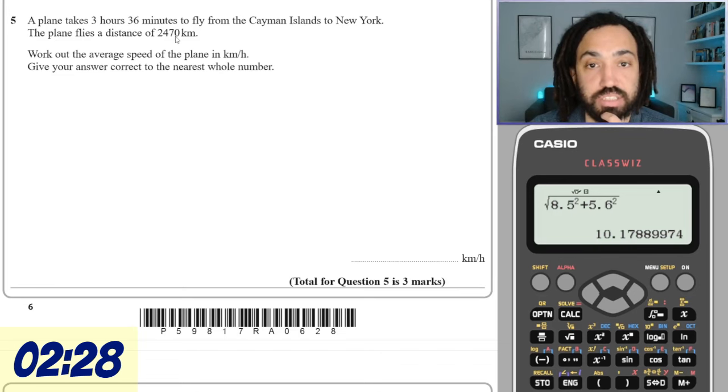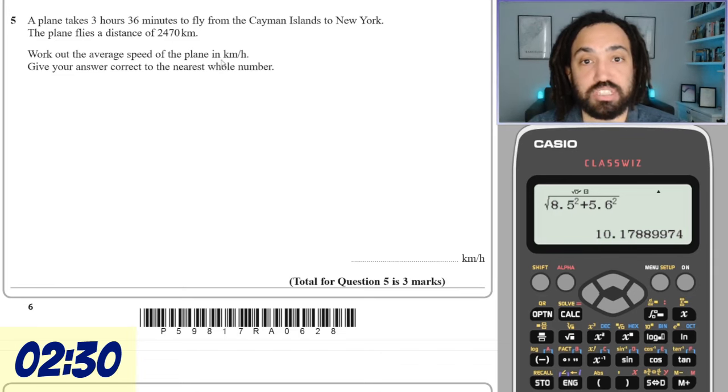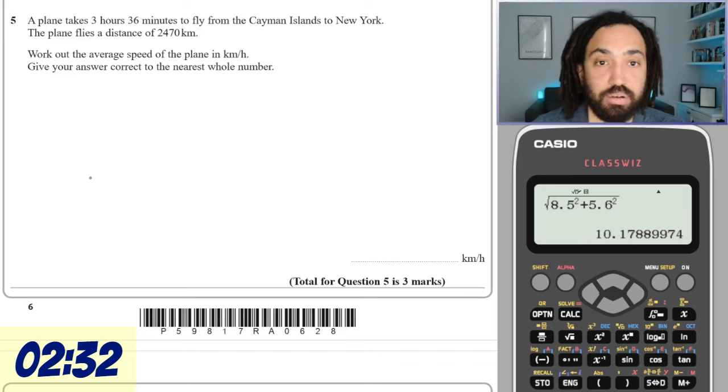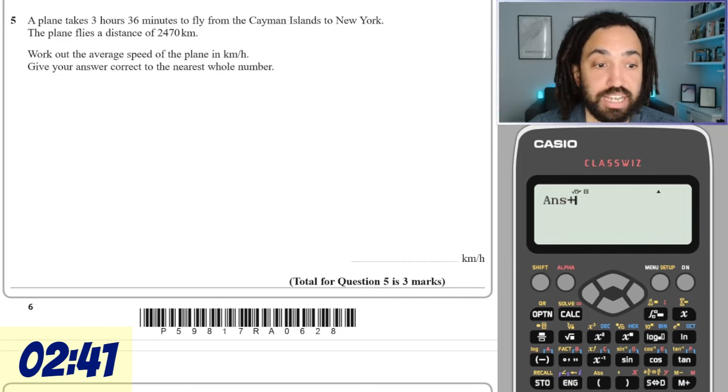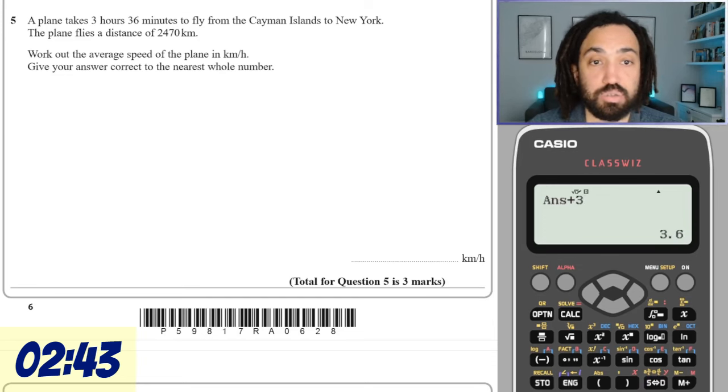Okay, a plane takes 3 hours and 36 minutes to fly from the Cayman Islands to New York. The plane covers a distance of that. Work out the average speed. Okay, so I need that in hours. So 36 over 60 is 0.6 of an hour. Then add on 3. So that's the total number of hours.